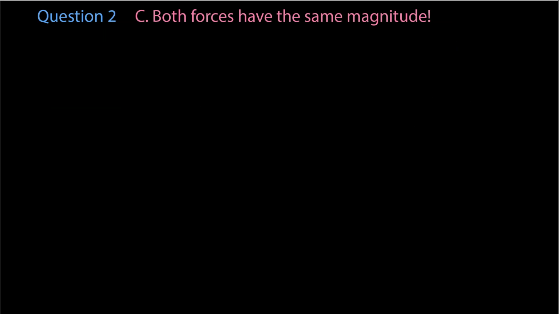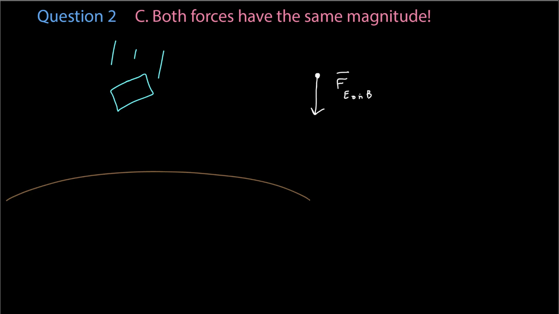And the answer to this is C. Both forces have the same magnitude. These forces are a Newton's third law force pair. Let's take a look. So I have this book falling, and I know that there's a force of gravity on the book. I've identified it with a free body diagram with a subscript E on B. So this is the force of the Earth on the book.